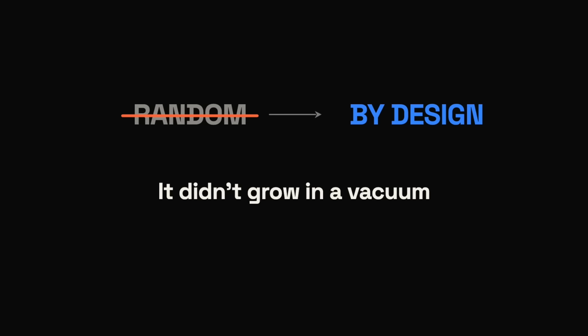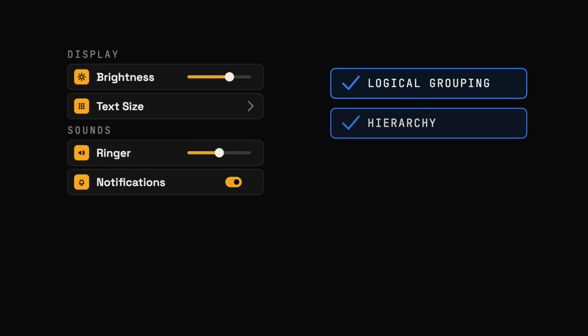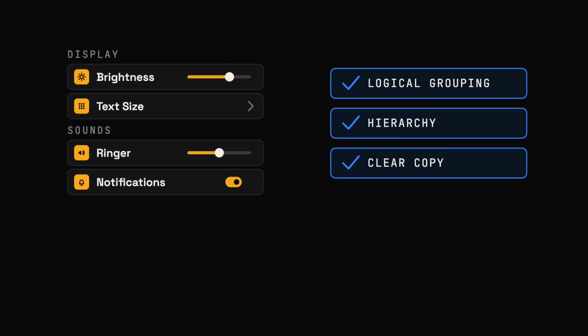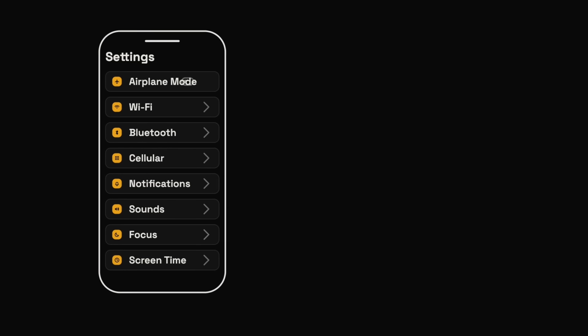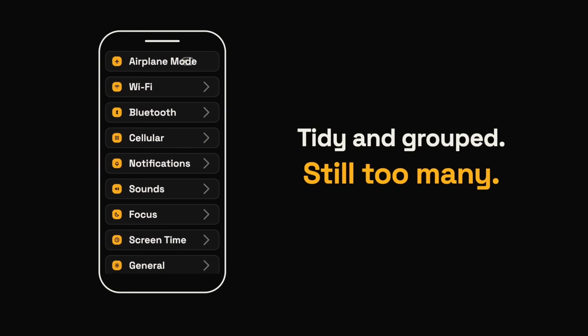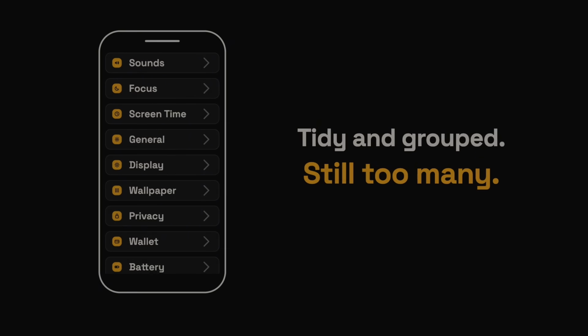Now, I'm saying all this, and I have to say that this did not happen in a vacuum. Things did not just grow randomly. Settings design evolved. We have many best practices now. Things like logical grouping, hierarchies, clear copy. Companies pay a lot of attention to these settings. But that doesn't change the fact, or at least the feeling that I have, that there are too many settings.